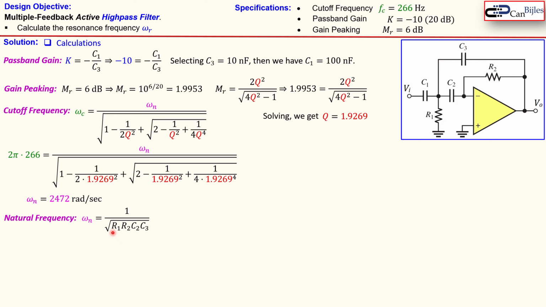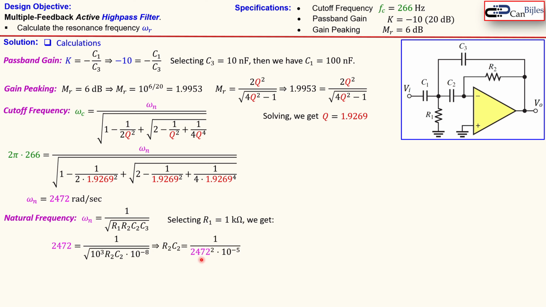I will pick R1, it will also be clear why I do that, it is more convenient for this case. So if I select R1 as 1 kilo ohm, then this expression will be 2472 equal to 1 over the 1000 in the square root times R2C2 times 10 to the power minus 8, which is our 10 nanofarads or our C3. Now we can work it out and calculate the product of the resistor R2 and the capacitor C2. And that can be done like so.